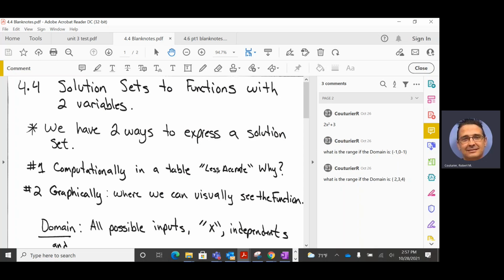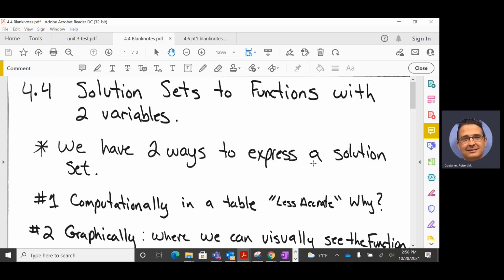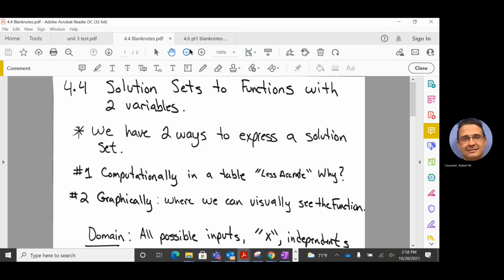Well, guys, here we are. We're progressing along the way in Chapter 4. We're dealing with Chapter 4, Section 4, solution sets to functions with two variables. We've got to think about this. What are solution sets? Solution sets are when we have an x and we plug it in and we have a y. Together, they make a solution set, which is actually an ordered pair.